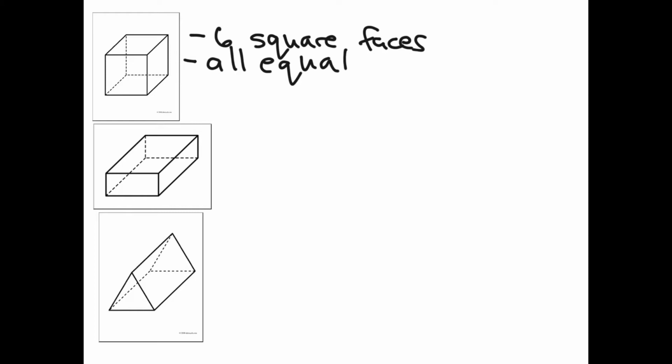There are 12 edges on a cube. So this is an edge, this is an edge, this is an edge, this is an edge, this is an edge. There are lots of edges. There are 12 edges, so write that down. And there are 8 vertices. A vertice is a corner, so it's where edges meet. That's a vertice. Those are vertices, so 8 vertices. And they are all right angles on a cube.